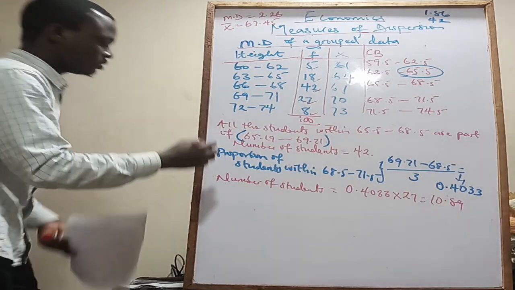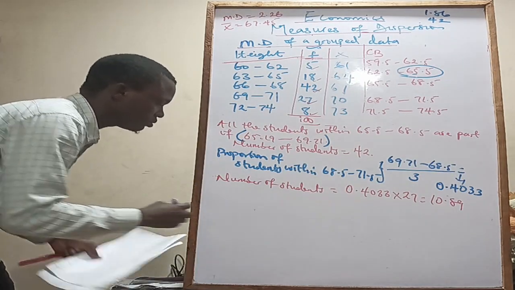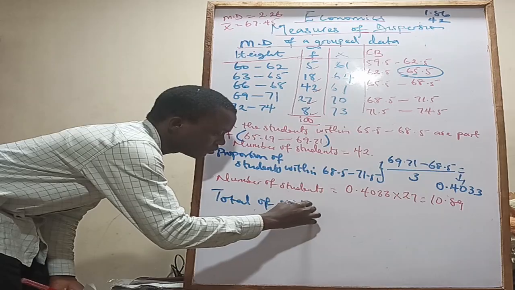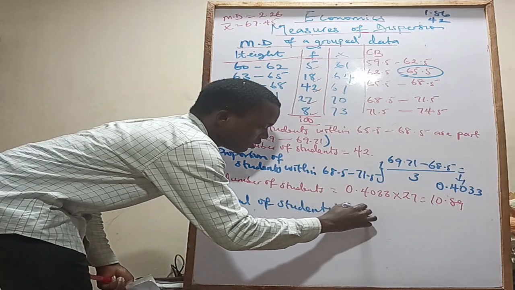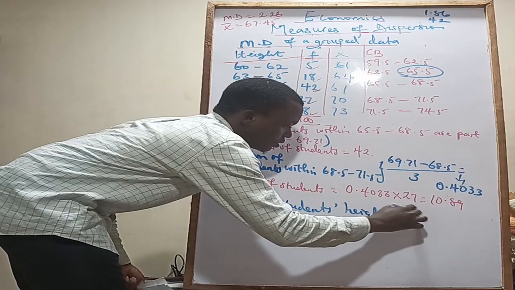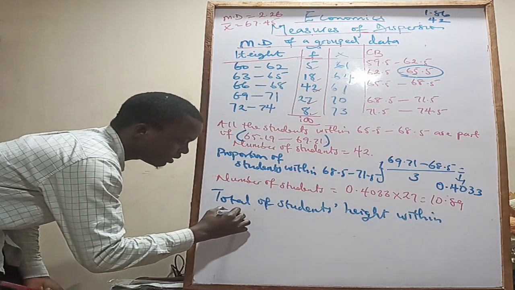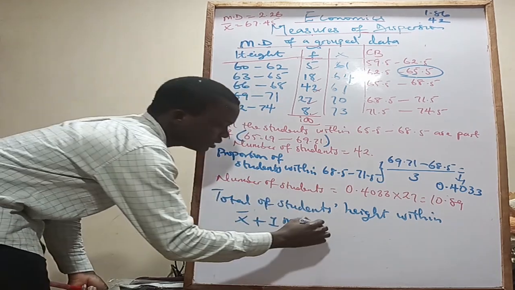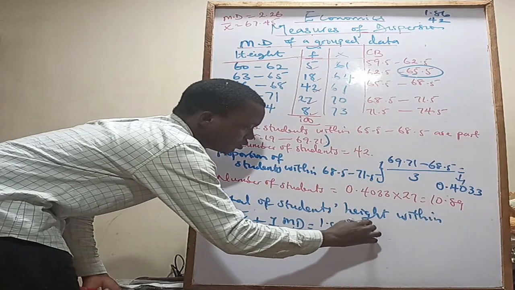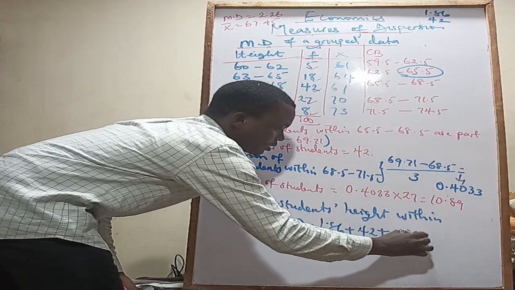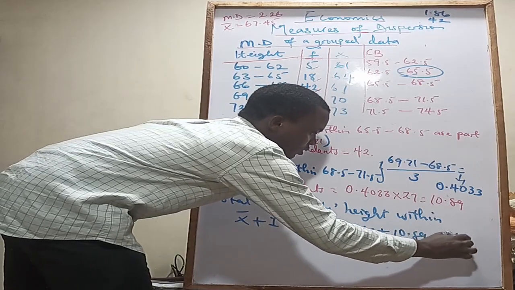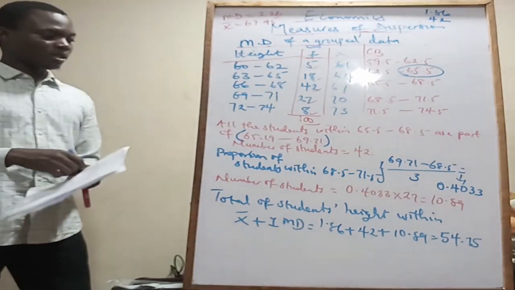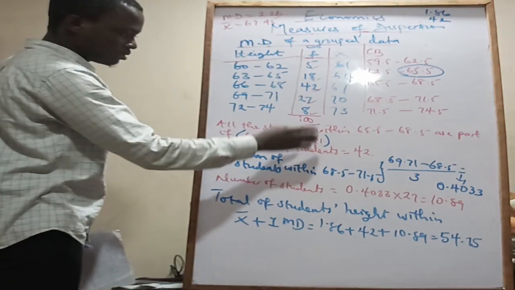So our total number of students is now going to be the total of student heights within bar x plus 1 mean deviation, which is equal to 1.86 plus 42 plus 10.89. When you are done, you get 54.75. But what the question asked us to calculate was the percentage of students that fall within this interval.